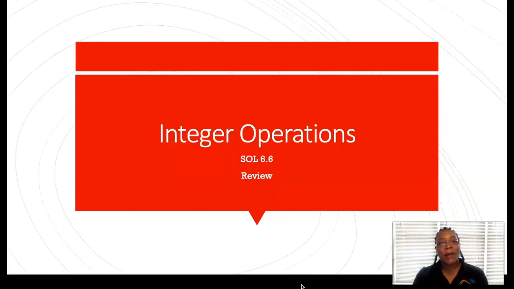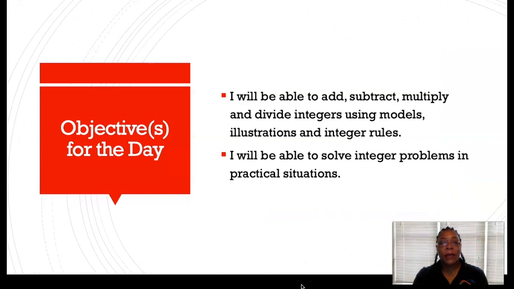We're going to be talking about integer operations today. Our objective will be, I will add, subtract, multiply, and divide integers using models, illustrations, and integer rules. I will also be able to solve integer problems in practical situations.